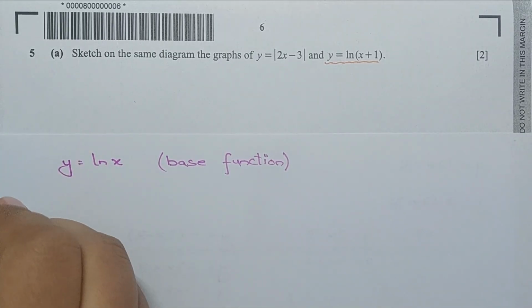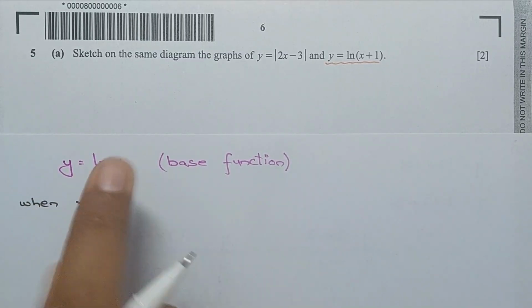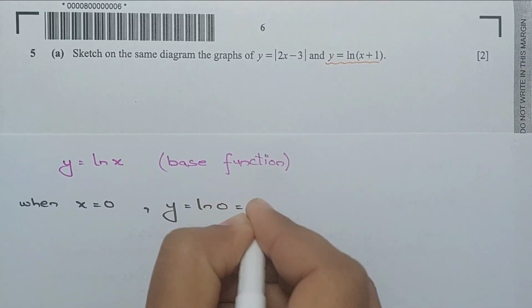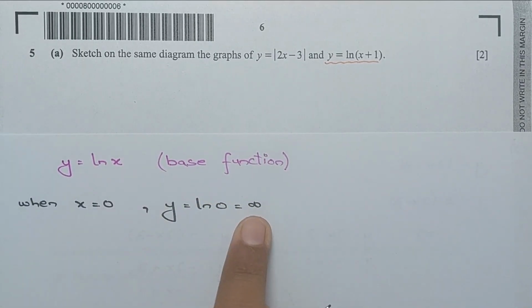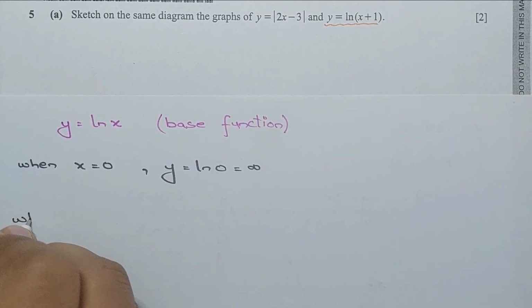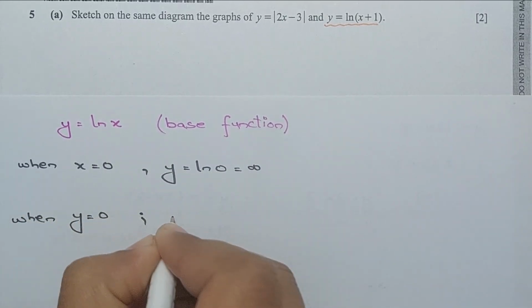So as we know, when x is equal to 0, what is the y value? y equals ln of 0, which is infinity. It can be positive infinity and negative infinity both, right? And when y equals 0, what is your x value?